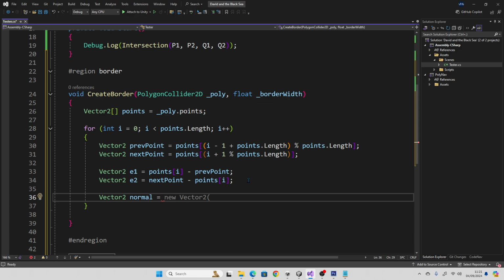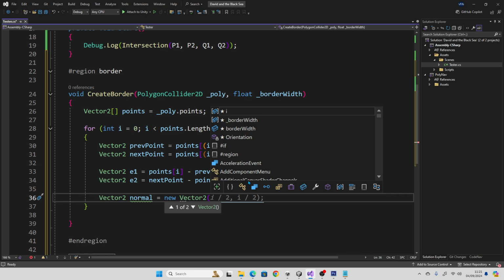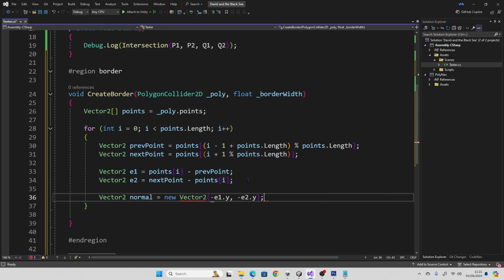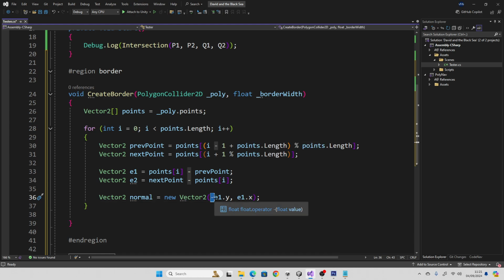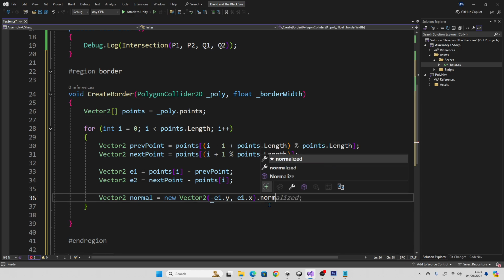And that's going to be equal to, and we're creating a new vector, which is going to be the reverse of the edge 1 of E1, which is a negative version of E1y, and then we're going to do E1x. So we're flipping the x and y, and then we're also inverting it in sign. So we take that guy, and we had to normalize whatever we got from it. So that, remember, let's bring it down to a factor of 1.